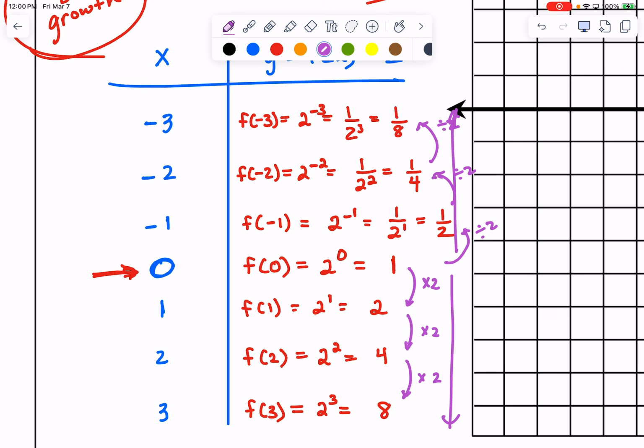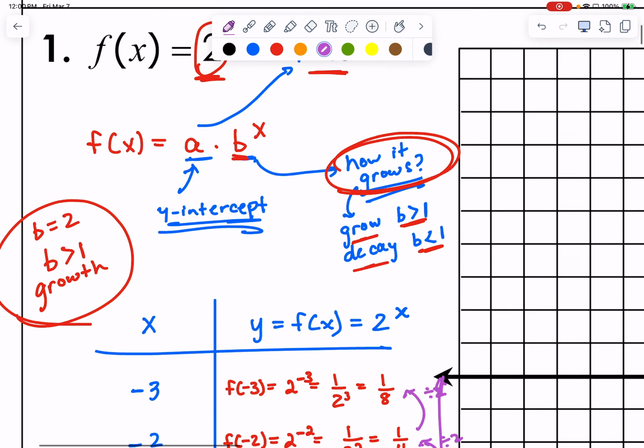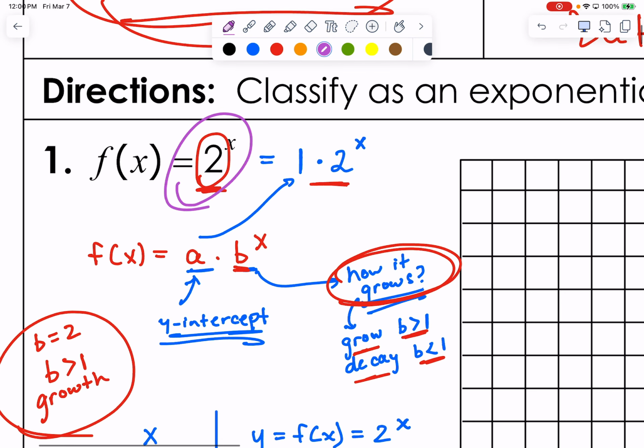So forwards, you'll be multiplying by the number itself, but if you go backwards, you're actually multiplying by the, everybody say it, you're multiplying by the what? So if you go forward multiplying by 2, you're going to go back dividing by 2, which is multiplying by 1/2. What if this would have been 3 to the x power? What would you do forward? Multiply by 3. What would you do in reverse? Divide by 3 or multiply by 1/3.